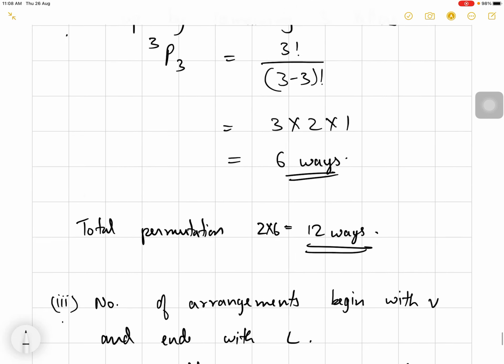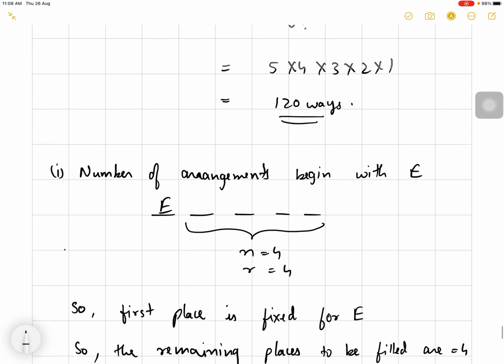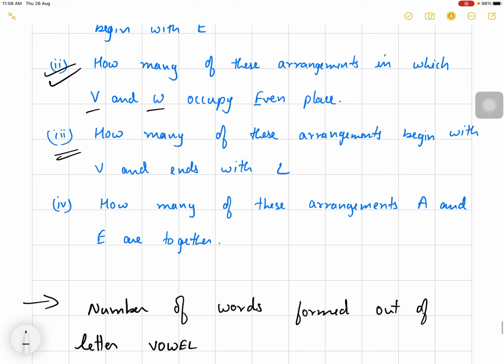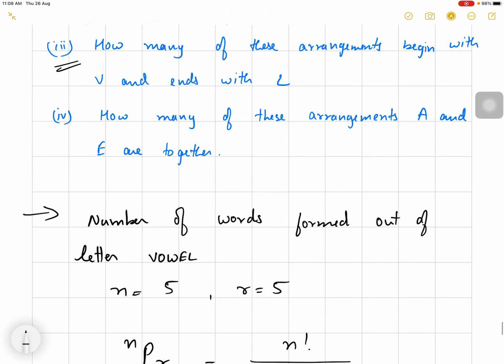Now next. Last one. How many of these arrangements A and E are together? So when A and E are together, you consider it as one digit. So you consider this as one digit and the remaining letters are V, O, W, E, L. There is no A.